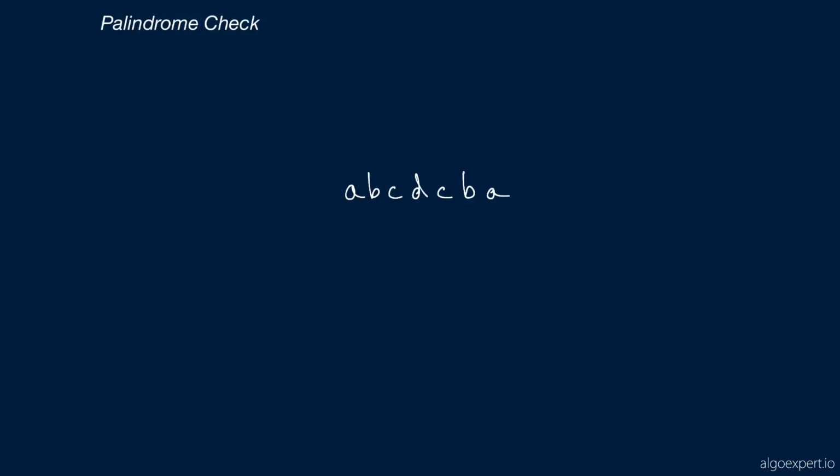In this video, we're going to be covering the question of palindrome check. This is a pretty straightforward question. It basically gives you a string of characters and asks you to write a function that determines whether or not that string is a palindrome. A palindrome is a string that's written the same forward as backward.